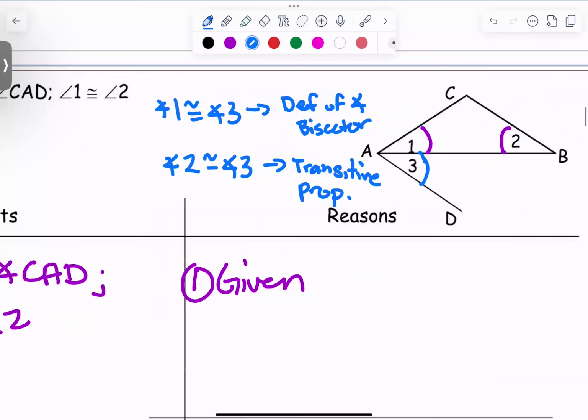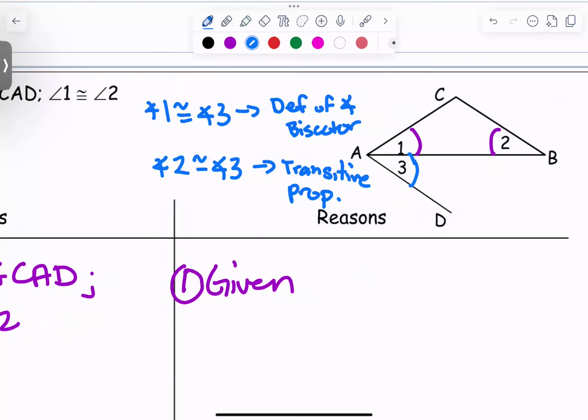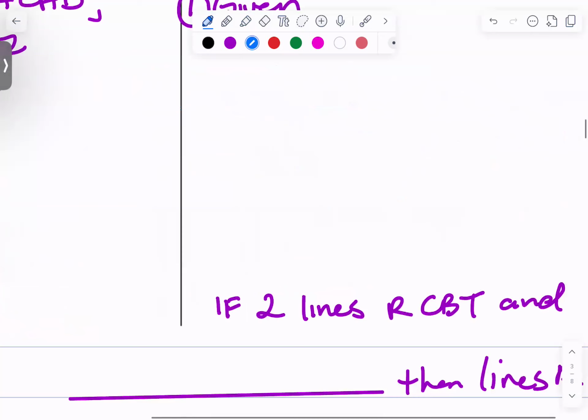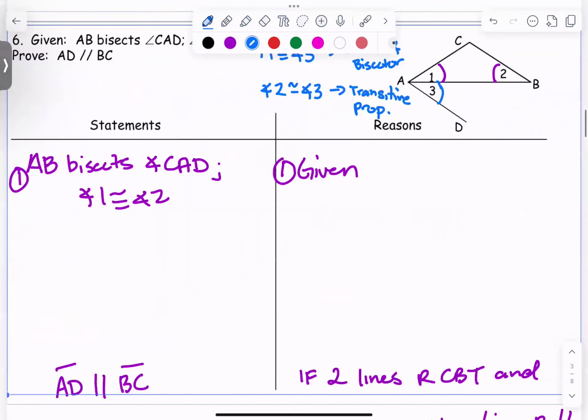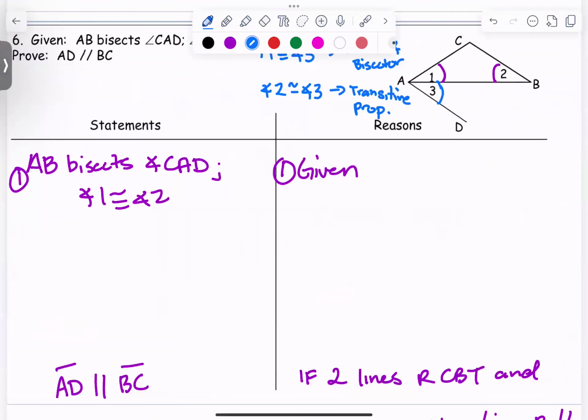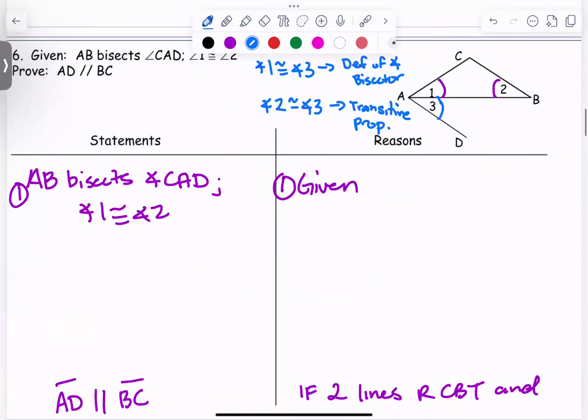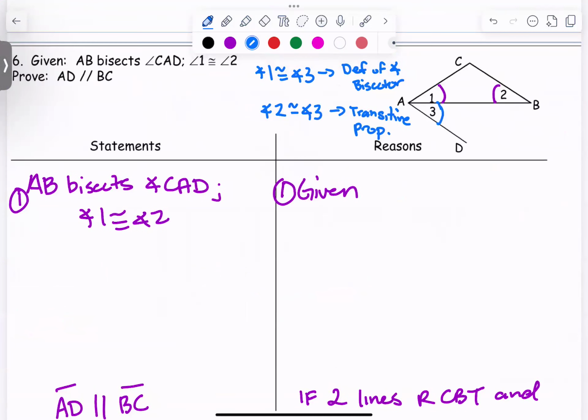Now, if angle 2 and 3 are congruent, does that tell me that the two lines are parallel? Yes. Why? Because if two lines are cut by transversal and what? Alternate interior angles are congruent, right? Because they are alternate interior. Correct? Yeah, they're alternate interior angles and they're congruent. Therefore, the lines are parallel.